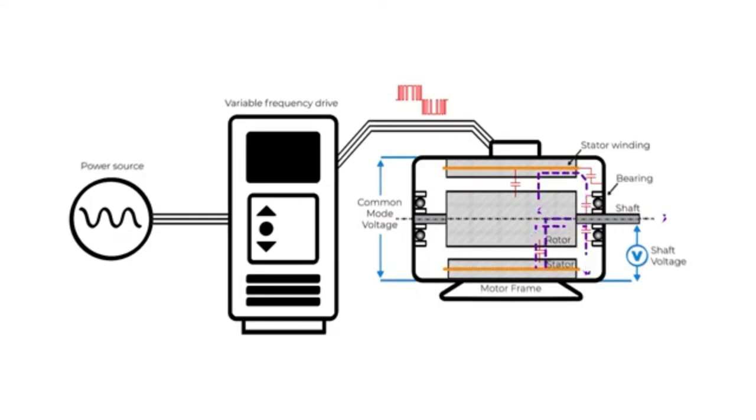If the motor frame is poorly grounded and the motor is connected to a mechanical load that has a proper grounding, low impedance, the common mode current flows through the shaft reaching for the lower impedance.